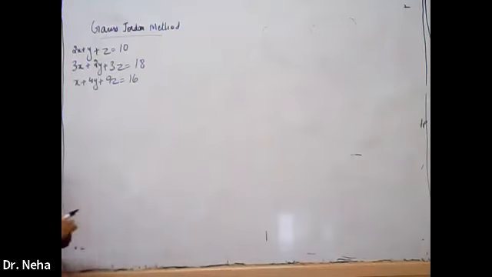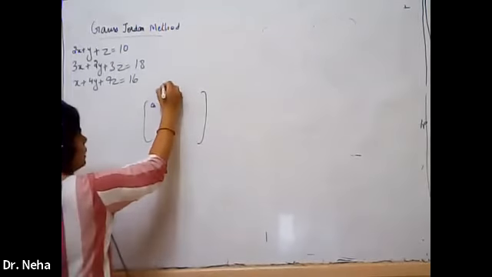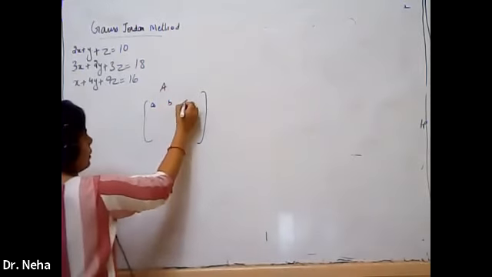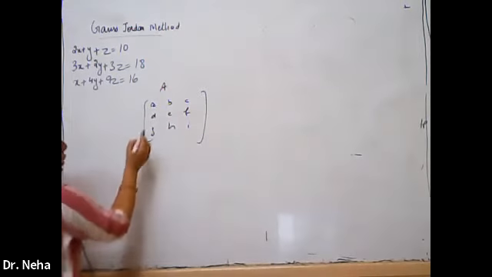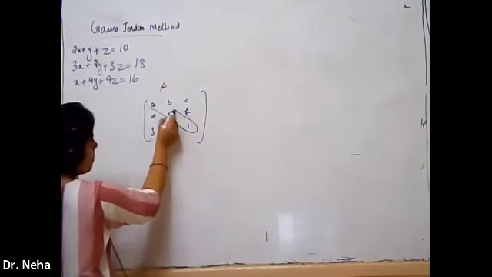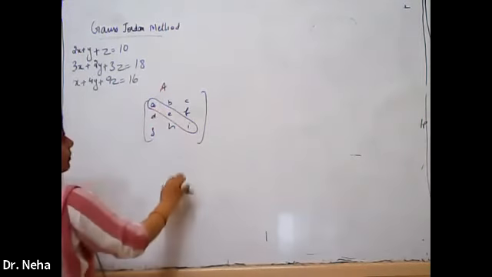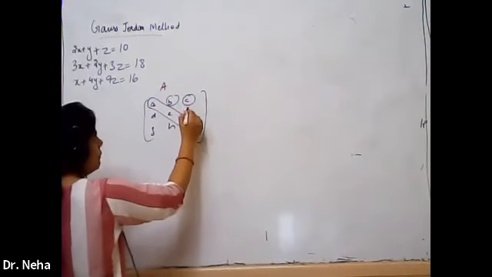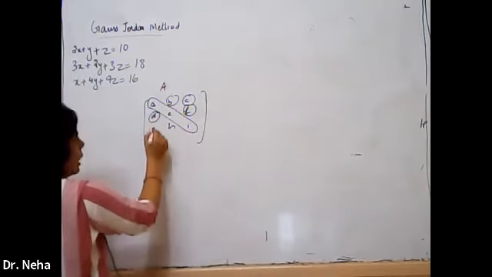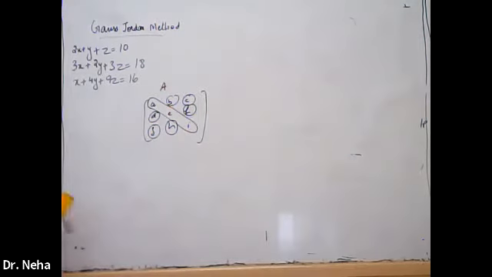Our topic is the Gauss-Jordan method. In the Gauss-Jordan method, let us suppose we have a random matrix A with elements A, B, C, D, E, F, G, H, I. What we need to do is convert it into a diagonal matrix. For a diagonal matrix, we will make the elements above the diagonal and below the diagonal 0. We will convert them into 0.